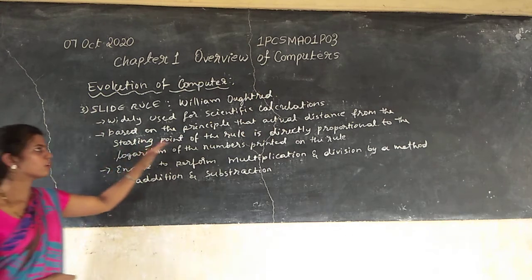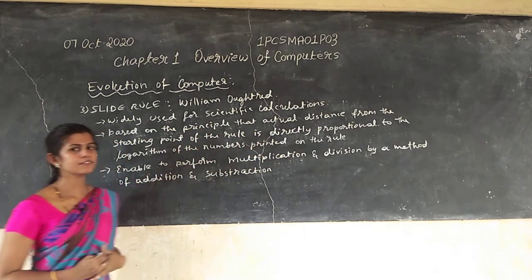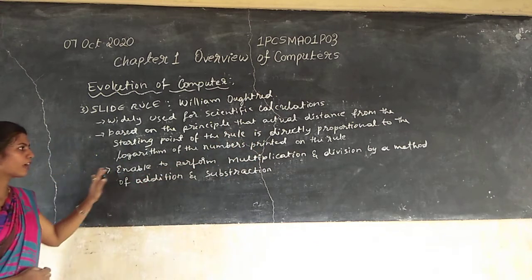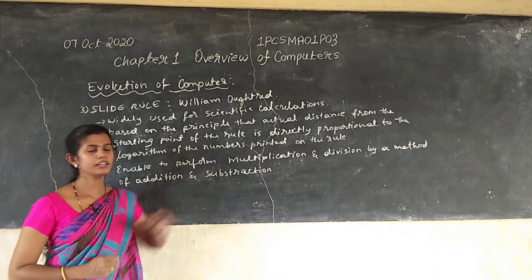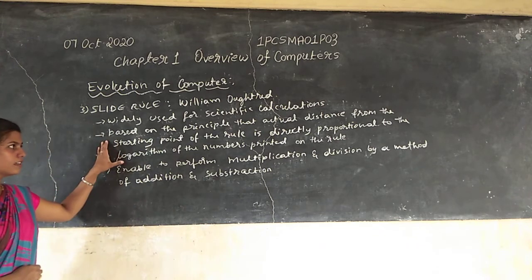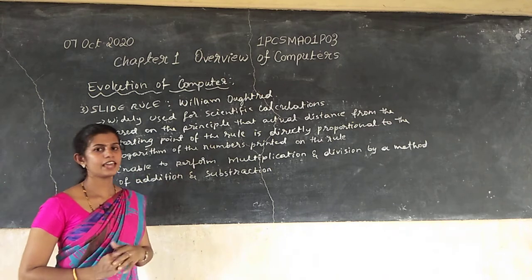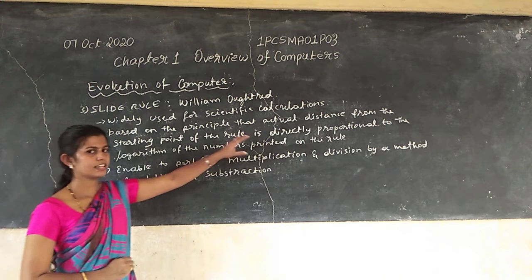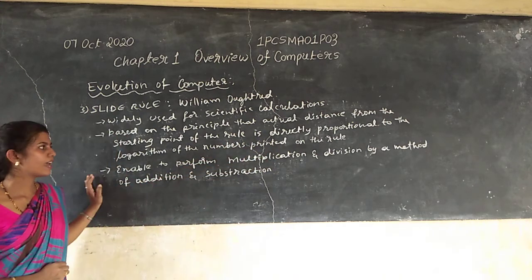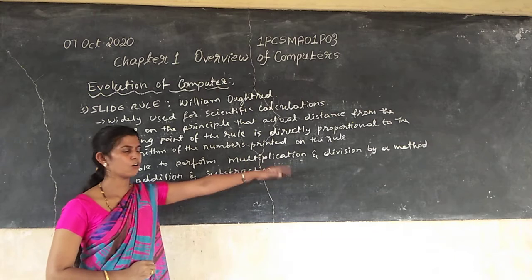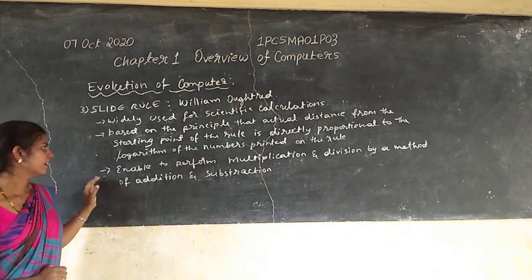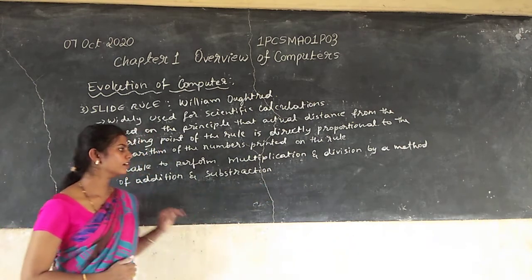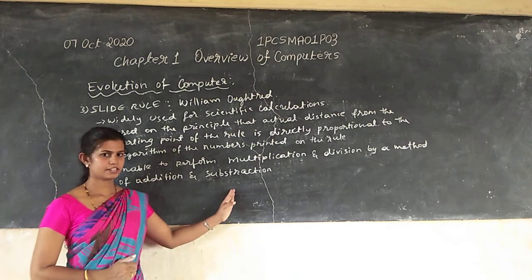It is based on the principle that the actual distance from the starting point of the rule is directly proportional to the logarithm of the numbers printed on the rule, and it enables us to perform multiplication and division by a method of addition and subtraction.